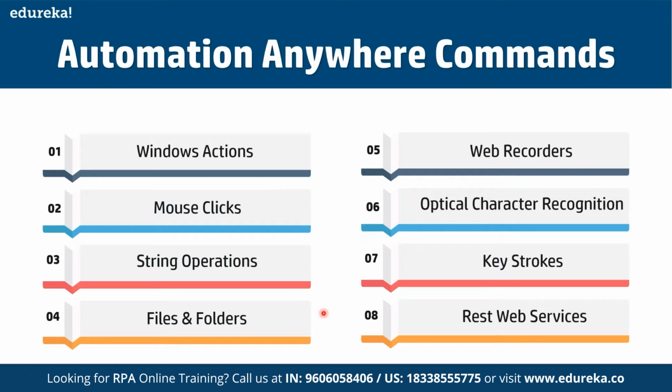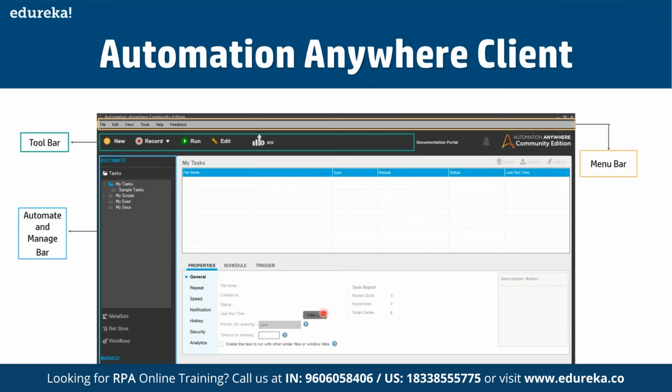These are the common Automation Anywhere commands that you see over here, right? So there are Windows actions, mouse clicks, string operations, files and folders, web recorders, OCR, keystroke, REST web services. Then over here we have Automation Anywhere clients. So this is how the version 11 Automation Anywhere client looks. Well, this slide is a bit dated.